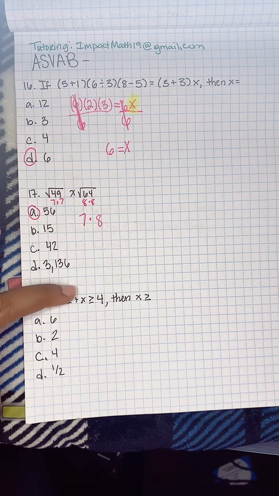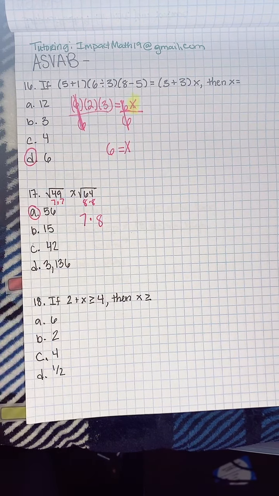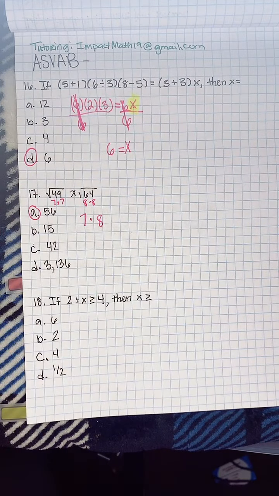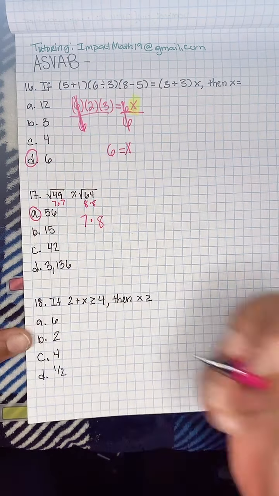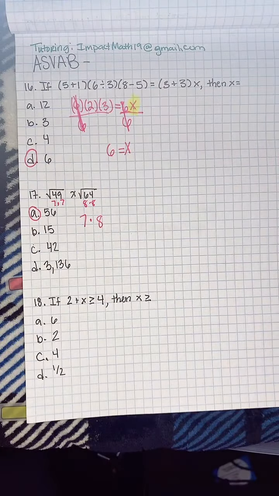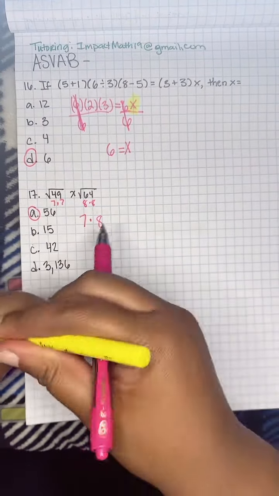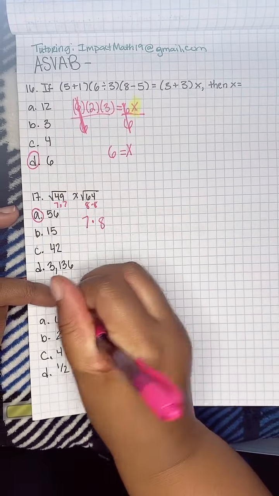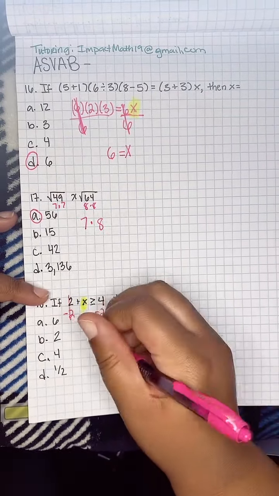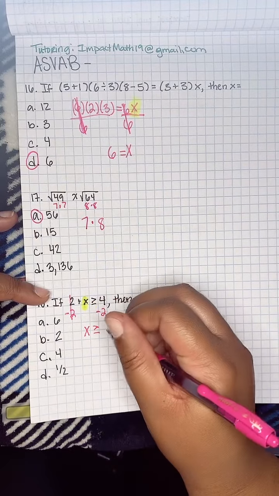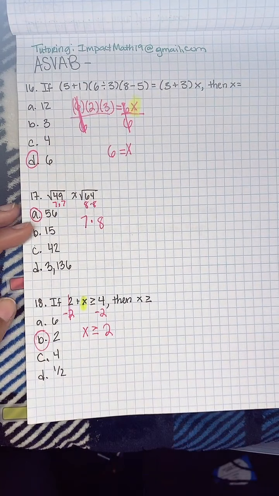Okay. If 2 plus x is greater than or equal to 4, then x is greater than or equal to what? Somebody said B. Good. 18, answer is B. Good. I'm seeing all B's. So we're going to get this x by itself. To move a positive 2, we have to do the opposite. So we're going to subtract 2 from both sides. So we get x is greater than or equal to 4 minus 2, which is 2. And B is our answer.